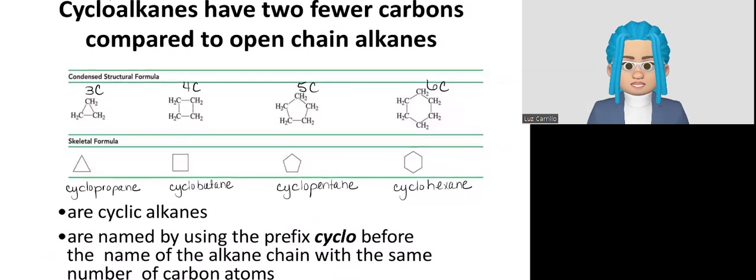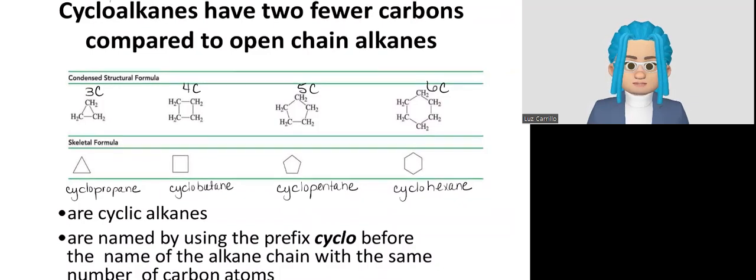Understand that when we are writing the condensed structures, which you can see in the first row, and the skeletal structure, you may not disconnect the ring system, because since they are cyclic, they're going to be connected in a cyclic structure. And as you can see in their skeletal formula, for these molecules, they're going to make different geometric shapes. Now let's learn how to name cyclic alkanes.